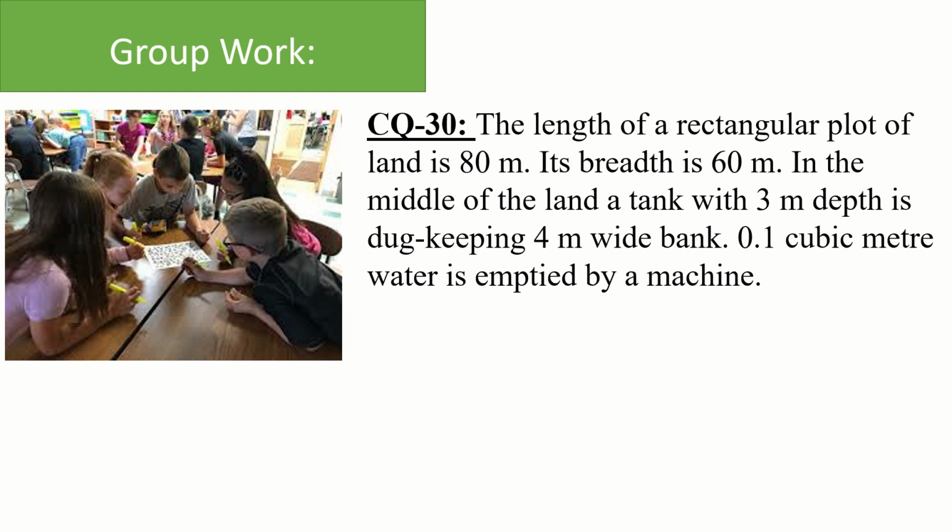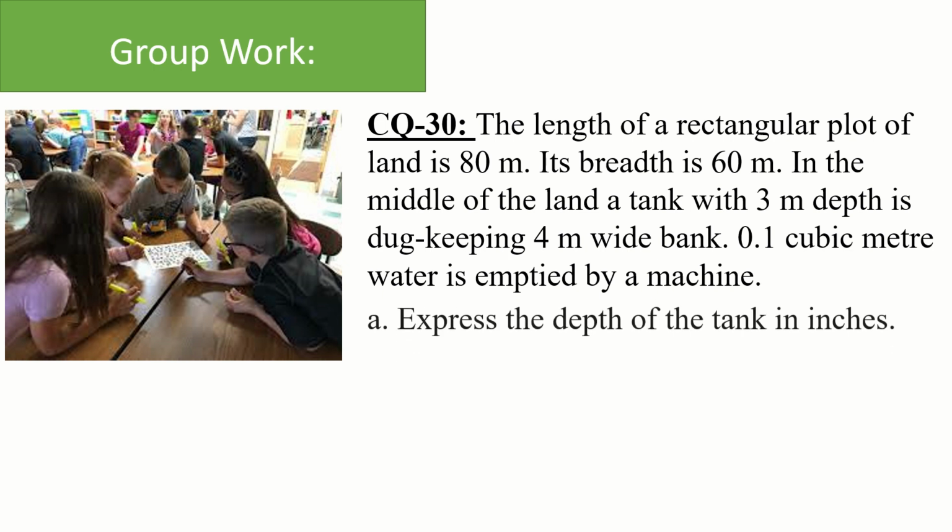Here is given an extra part, that is the depth of the tank, that means the depth of the water, because you have to find the volume of the water. So here the extra added is the depth, that is 3 meters, and the other conditions are the same as number 14 in your exercise. And the second part, that means 0.1 cubic meter water is emptied by a machine. This part is the same as number 27.